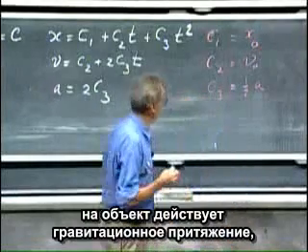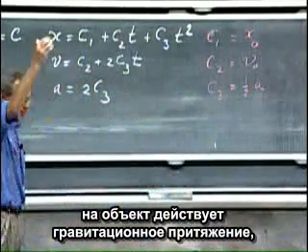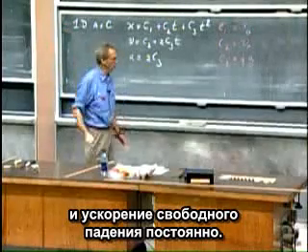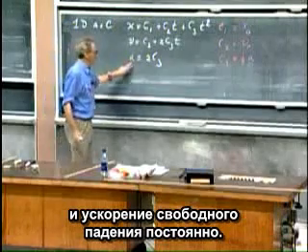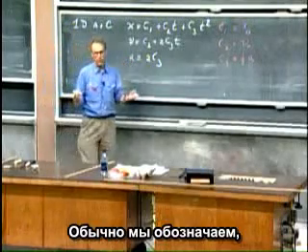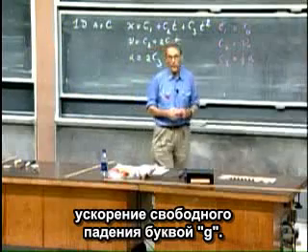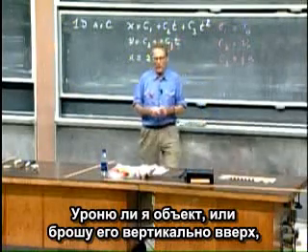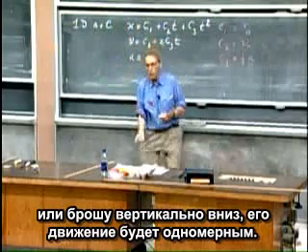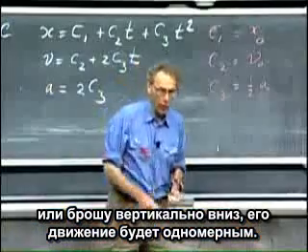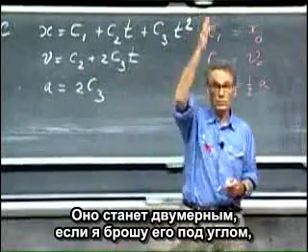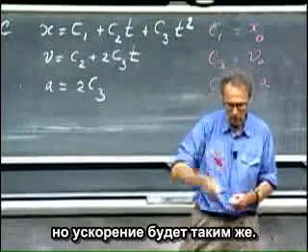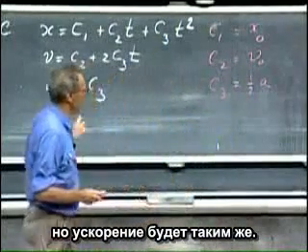When we have gravity, an object is influenced by the gravitational acceleration. And the gravitational acceleration is a constant. We often write the letter g for that gravitational acceleration. Whether I drop an object, or throw it vertically up, or vertically down, it's all one-dimensional. It becomes two-dimensional when I throw it at an angle. I keep it one-dimensional. The acceleration is always the same.